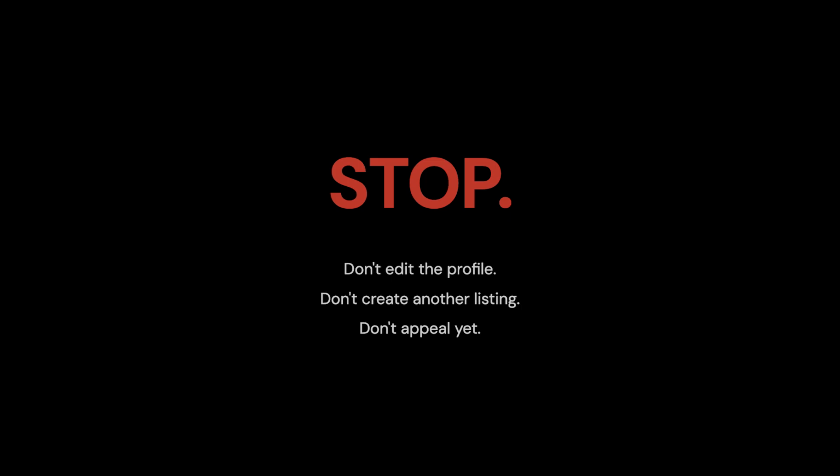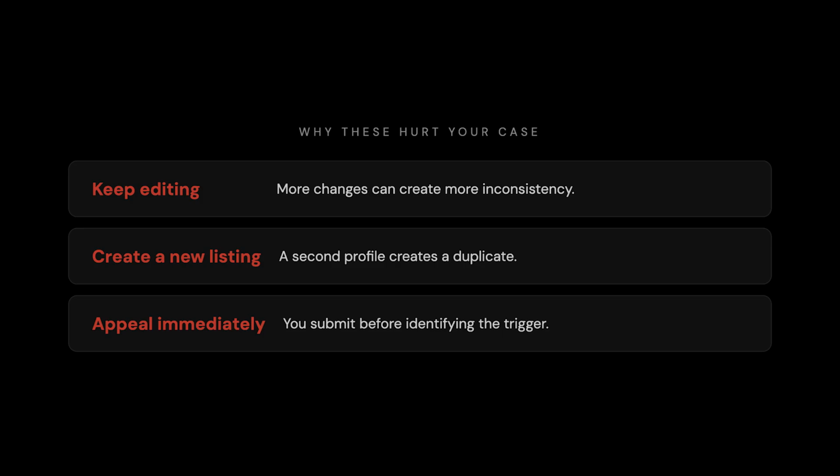First of all, if your Google business profile is suspended, stop. Don't edit the profile, don't create another listing or duplicate, and don't appeal yet. If you keep editing your suspended Google business profile, frequent changes can work against you, and more changes can create more inconsistency, which can hurt your case. Then you should absolutely not create a new listing. This will create a duplicate, and duplicates get suspended too.